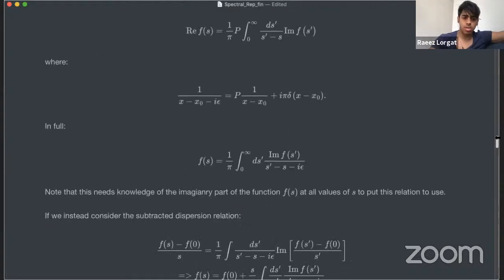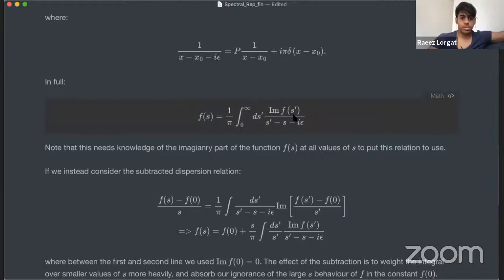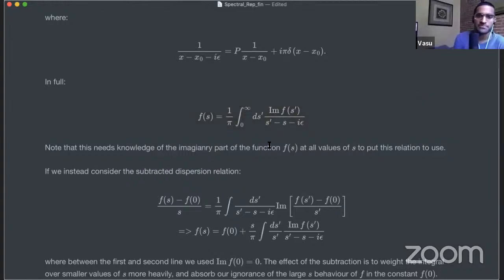Thank you. Sure thing. So say you didn't know the imaginary part of f at large values of s. So this is what happens in an effective field theory, say, where s is the center of mass energy, and you don't really know amplitudes at very high energy. What you then have to rely on is what's called a subtracted dispersion relation.